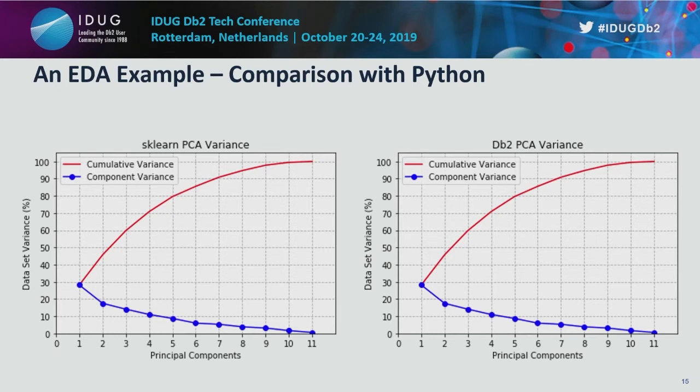For comparison, I put the same data set through scikit-learn, which is one of the more popular libraries for data science. I just reran the same thing, and the results were exactly the same, which is kind of expected because PCA is a mathematical algorithm, but it was reassuring to see down to the 10th decimal place that Db2 gave exactly the same values as the most popular open source tool for this.